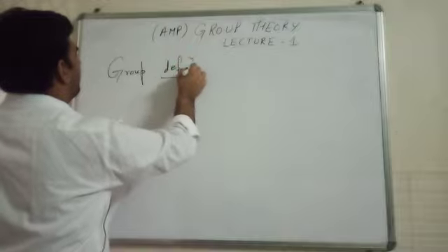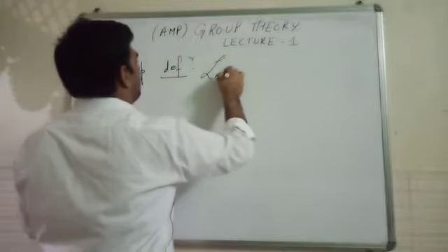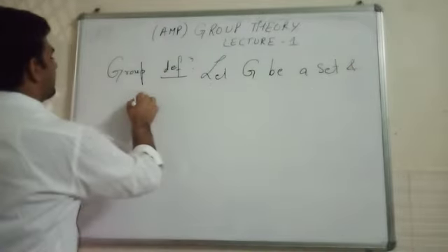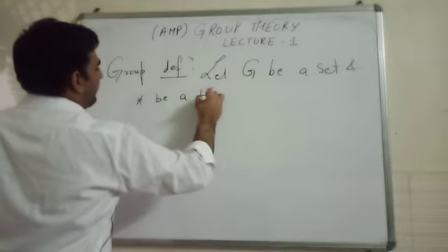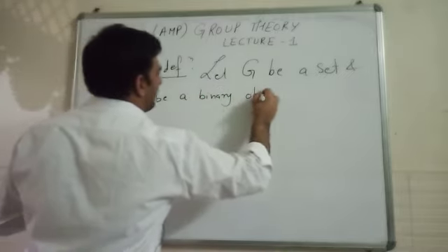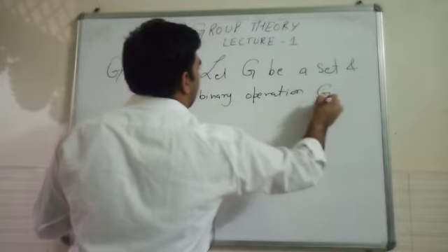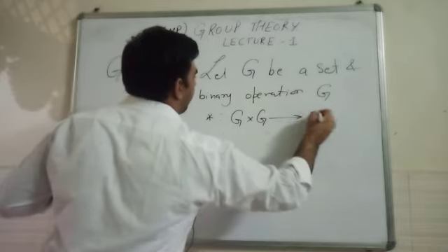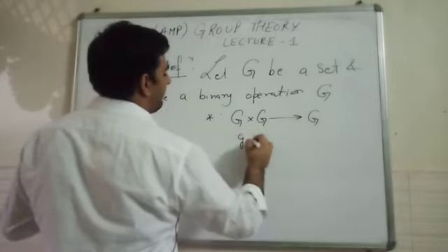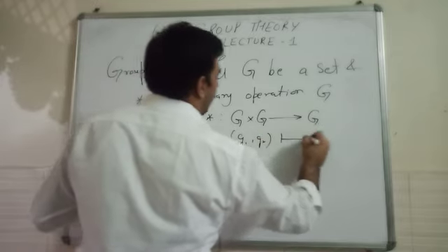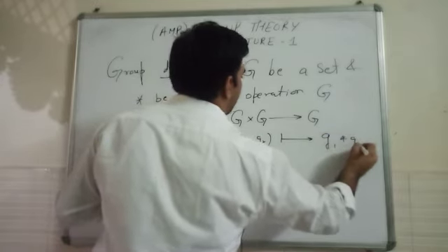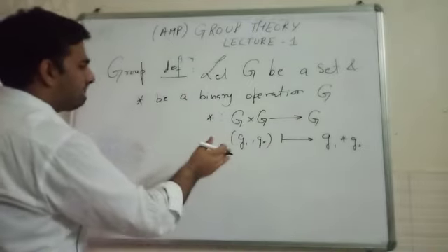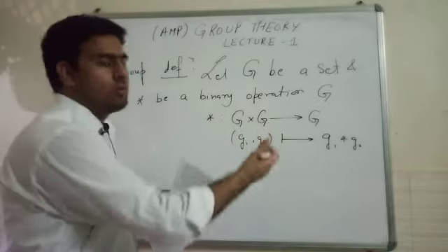Definition: let G be a set and star be a binary operation on G. That means star is a map from G cross G to G. So it takes two elements, g1 and g2, and maps them to g1 star g2. And that element must be an element of the group. For this, that means it must be closure.